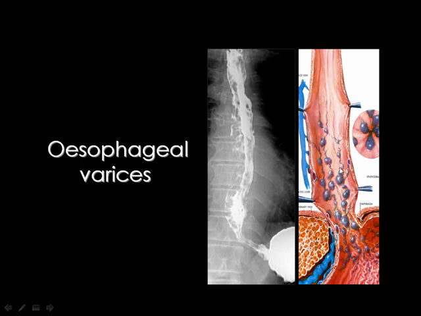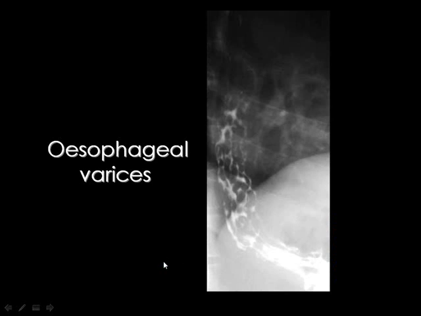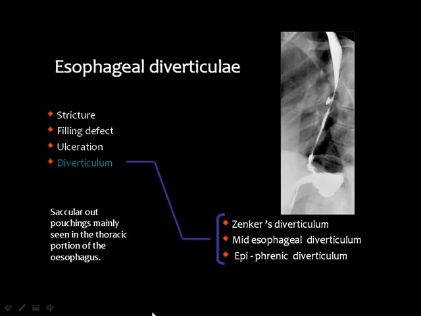Then if you look to the esophagus and you see multiple worm-like filling defects representing the dilated portosystemic collaterals in the wall of the esophagus secondary to portal hypertension, then you know that you are dealing with esophageal varices. And this is another example of esophageal varices showing the classic worm-like filling defects in the esophagus.